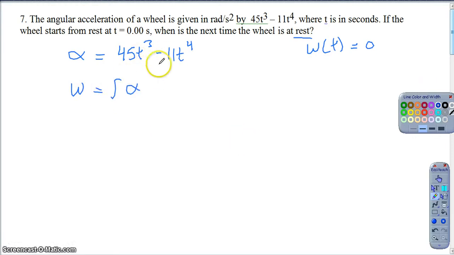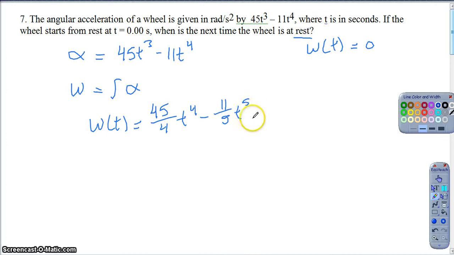So I need to integrate this function, and that unfortunately is where it gets a little bit tricky. Not even tricky, it's just messy. So 45 divided by 4, t to the fourth, and then minus 11 divided by 5, t to the fifth. Obviously I could find decimals there as well, but I'll leave it like this for right now. It would have a plus c, but they told me that it starts at rest when the time is 0. So if I plug in 0 for t, I'd have 0 on the left-hand side because it's at rest, and then 0 minus 0 plus c over here, and so that tells me for sure that c is also 0.